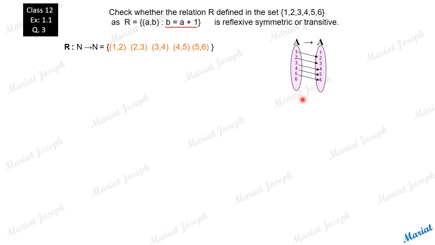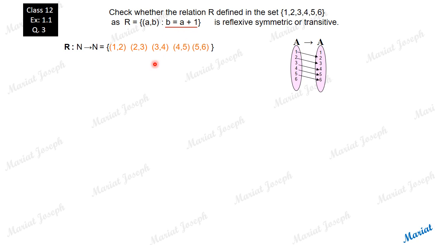All these pairs now can be written in the roster form just by listing them down. The relation is now written in the roster form. R is the relation defined from the set of natural numbers to natural numbers, not all natural numbers, but the given set, let's call it set A. So set A to set A. And these are the ordered pairs that can be included according to this condition.